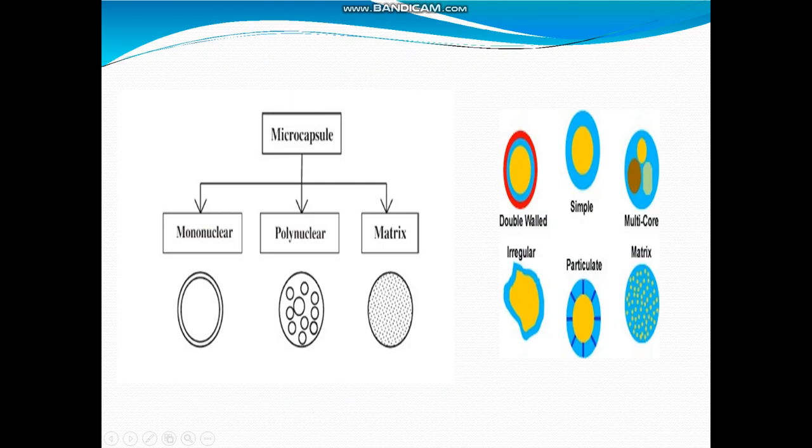So this one is a microcapsule. Microcapsules can be divided into three types: one is mononuclear, the second is polynuclear, and the third is matrix. You can also say the double wall capsule, that is simple, multicore, and this one is matrix. This is particulate and irregular.